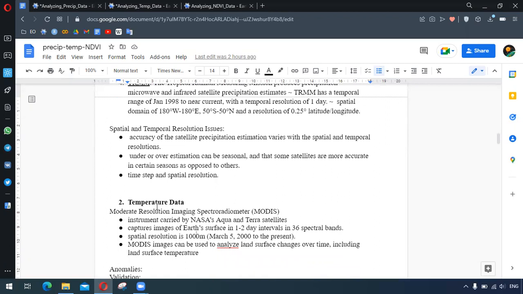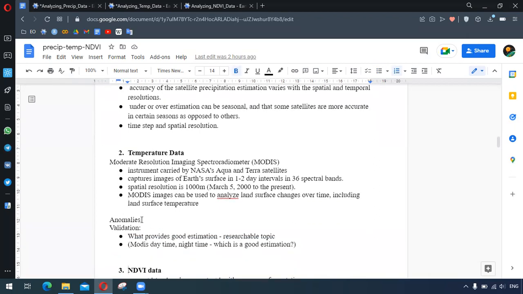And this temperature data can be used in understanding land surface changes. And while understanding the land surface changes, here comes the land surface temperature. So this is one of the parameters to understand the land surface changes.